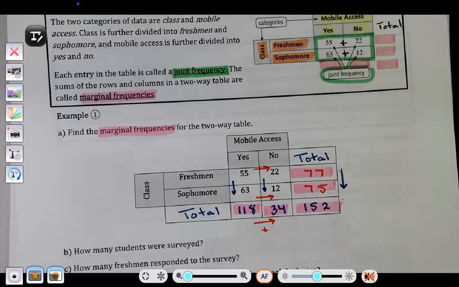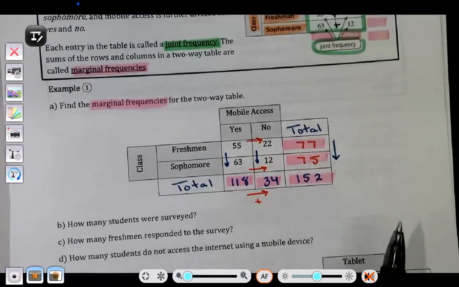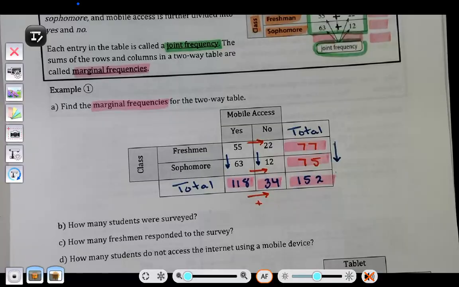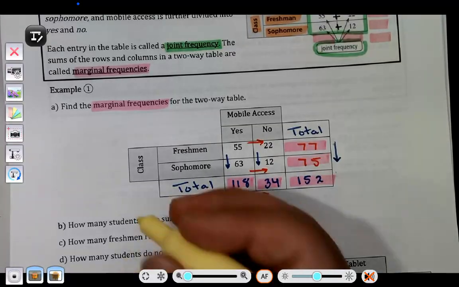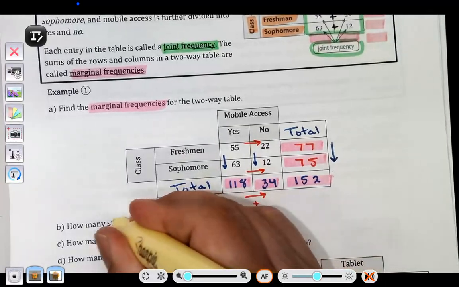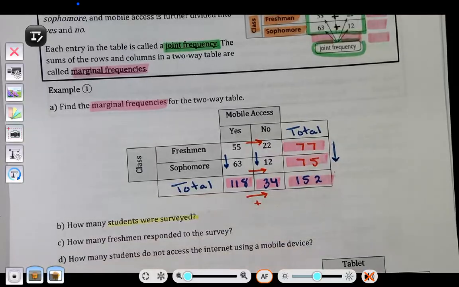But now by looking at it, well, now I can answer a bunch of different questions, and this is where you have to be careful. How many students were surveyed? So how many students did they ask questions?